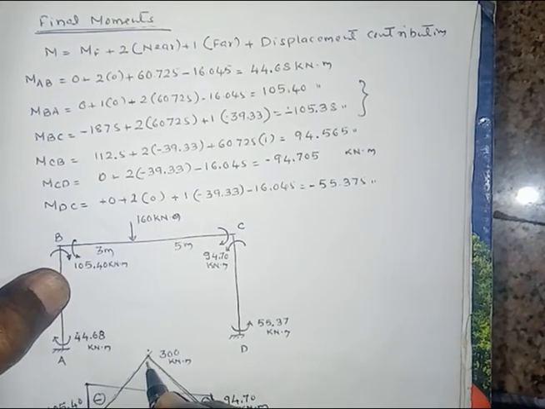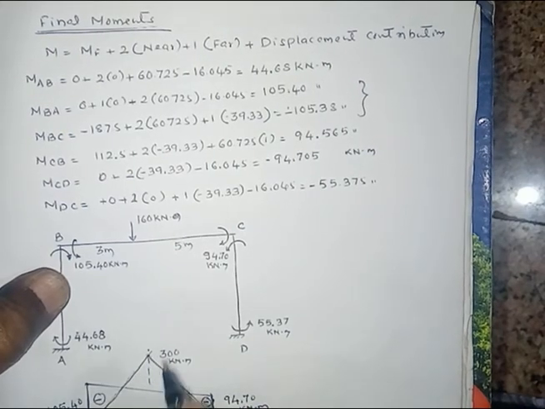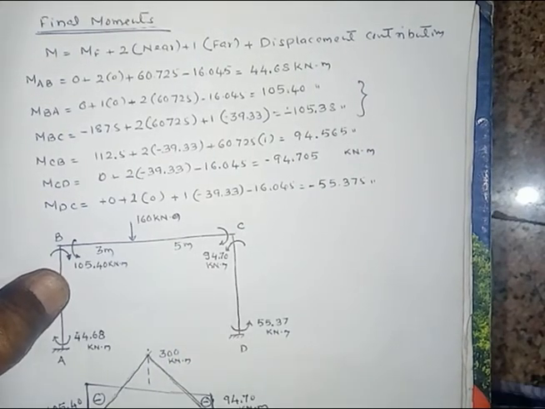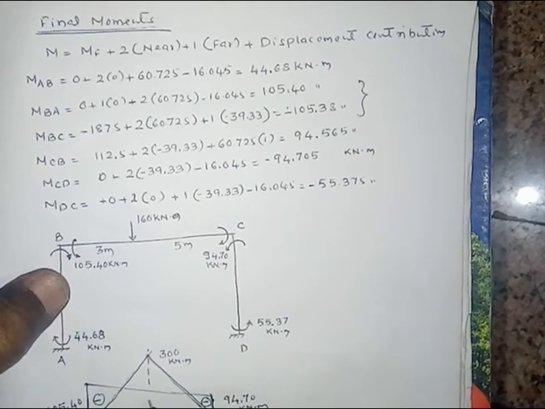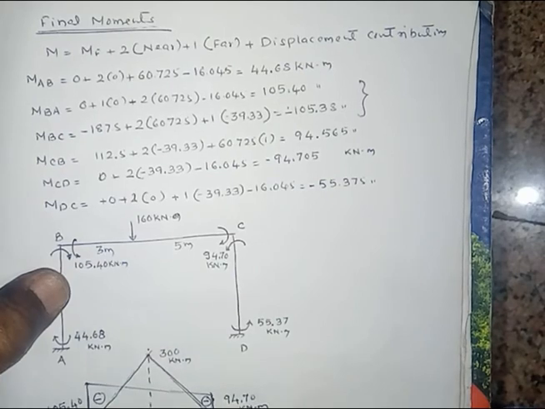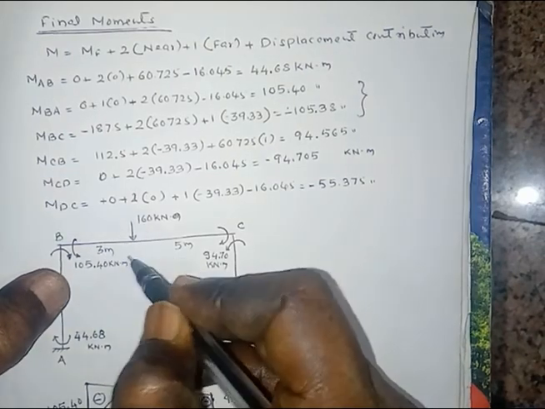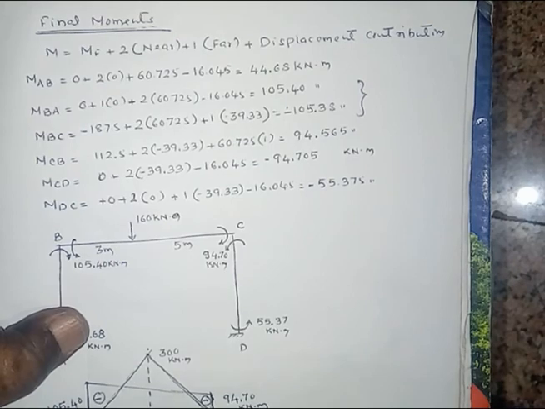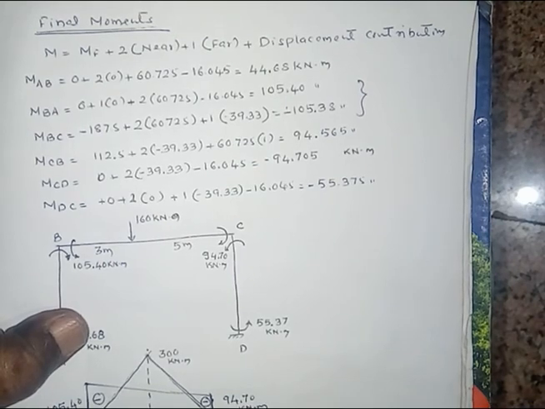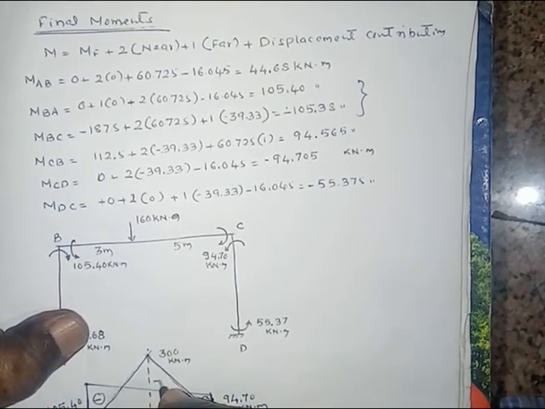Below the point load, the ordinate is maximum, that is 160 into 3 into 5 divided by 8. It is 300 kilonewton meter. Below the point load, it is maximum. This one is positive bending moment.